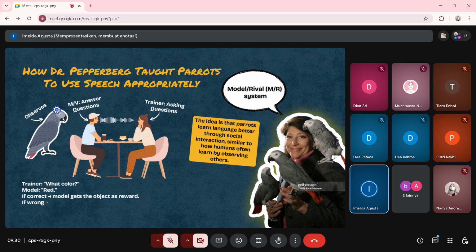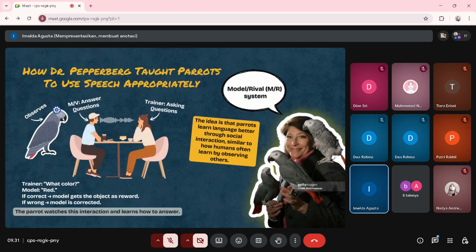So the important thing from this method is that social interaction is very, very important for the bird to learn, because the bird observes and listens and also watches, and the reward has to be relevant to the words.